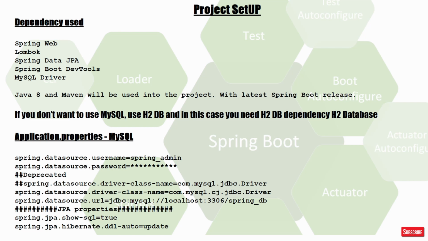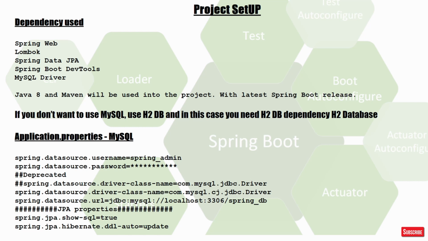Now let's talk about application.properties, which I am using in my project. Basically spring.datasource.username and spring.datasource.password. This username and password will be used for authentication against my database. Now spring.datasource.driver-class-name, that is com.mysql.cj.jdbc.Driver. This is the MySQL driver which we will be using because we are using a MySQL database. The data source URL will be jdbc:mysql://localhost:3306, which is the default port, and the database instance which we will be using for our project is spring_db.